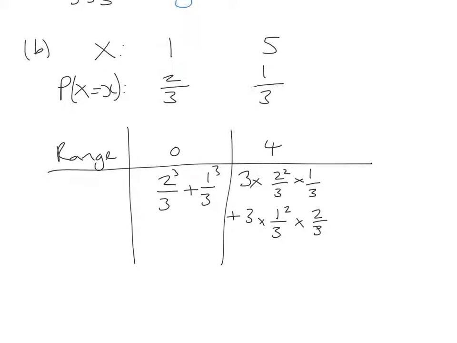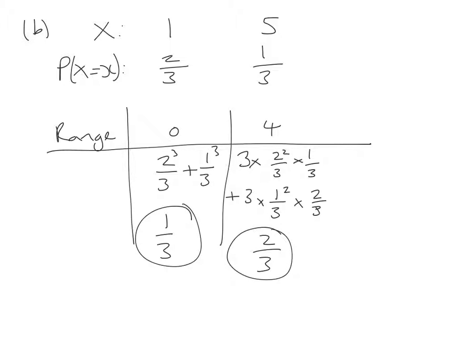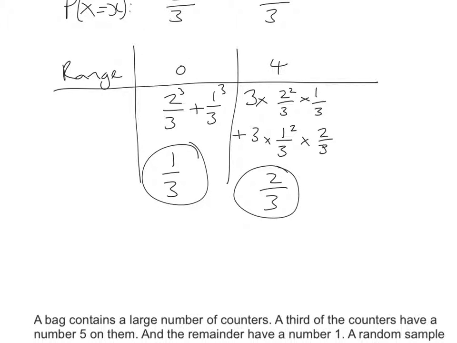And finally, we just need to work out the probability of either of these happening. This one works out to 1/3, and this one works out to 2/3, and those are our final answers. So the probability that the range is going to be 0 is 1/3, and the probability that the range is going to be 4 is 2/3.